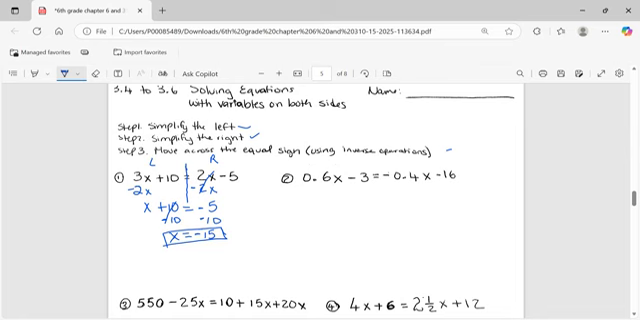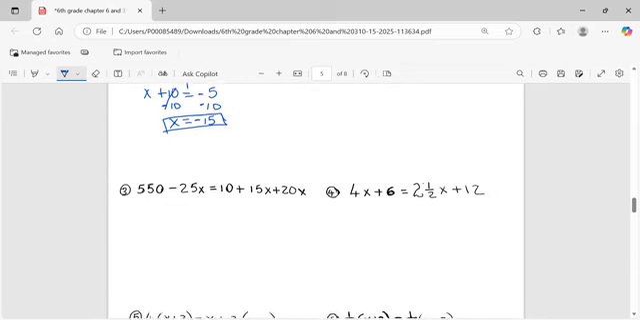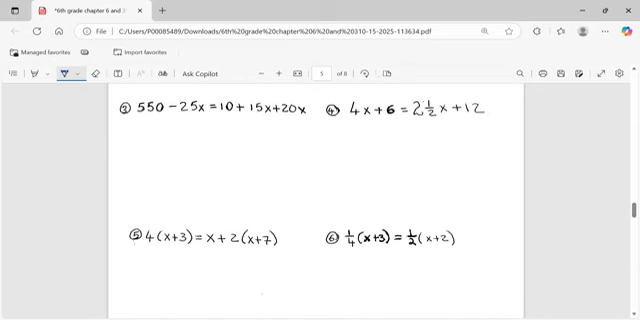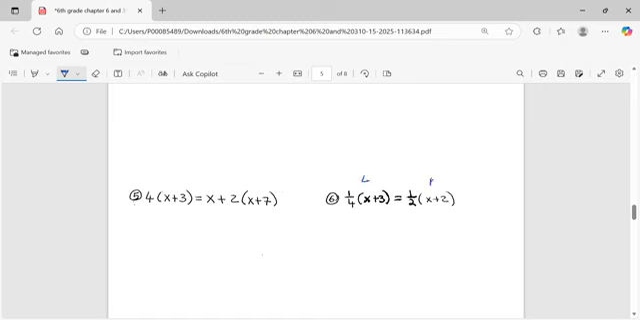Let's look at a problem like... I'll come down to number 6, because sometimes there's other things going on, right? There's a parentheses. But again, we're just going to simplify the left, simplify the right, and then we're going to move across this equal sign right here.